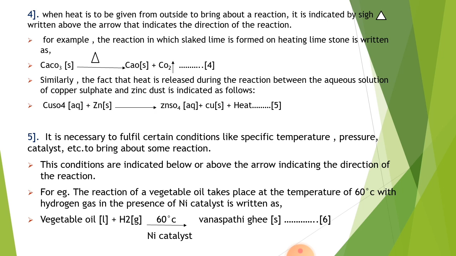state. Above the arrow we always write the temperature, that is 60 degrees Celsius, and below it the catalyst which is used in the reaction, that is nickel catalyst, will give vanaspati ghee, which is in solid state. Equation number 6.